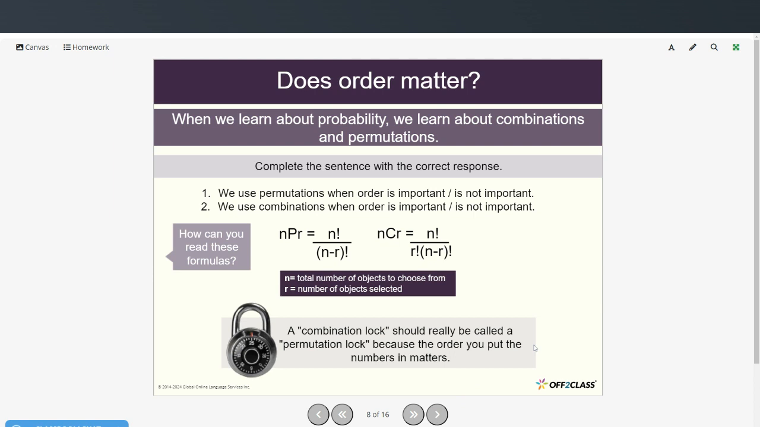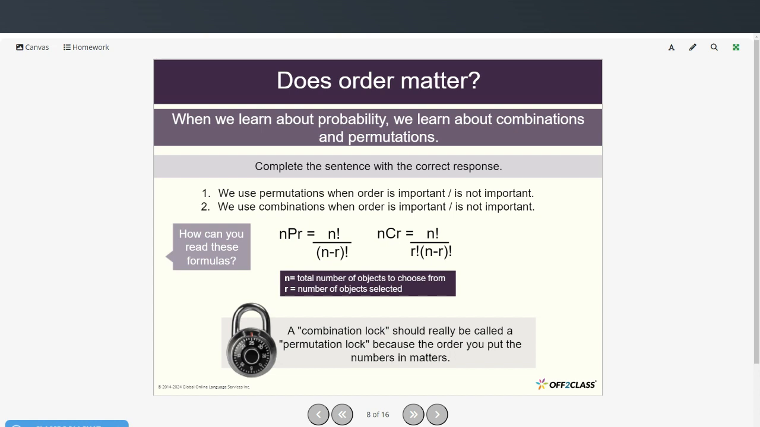All right, does order matter? When we learn about probability, we learn about combinations and permutations. So complete the sentence with the correct response. We use permutations when order is important or not important. We use combinations when order is important or is not important.